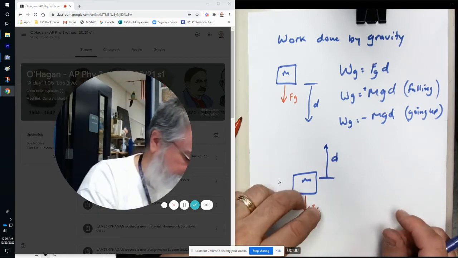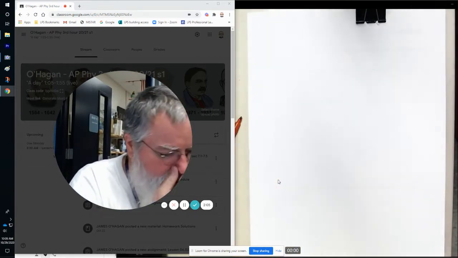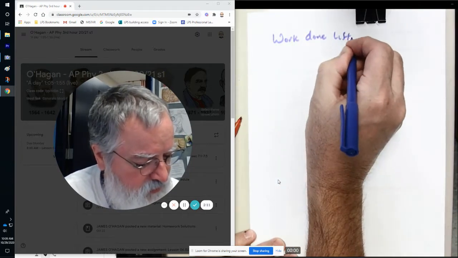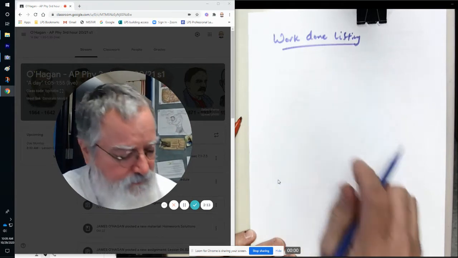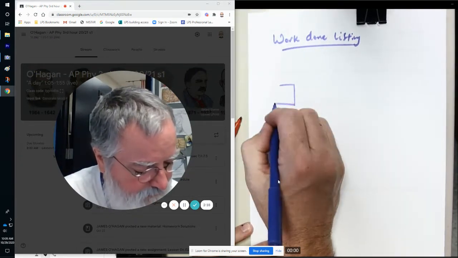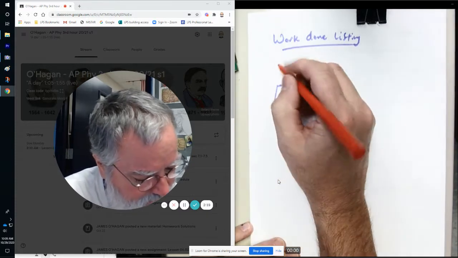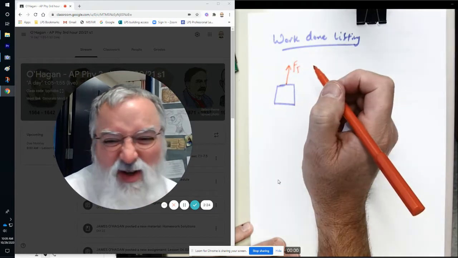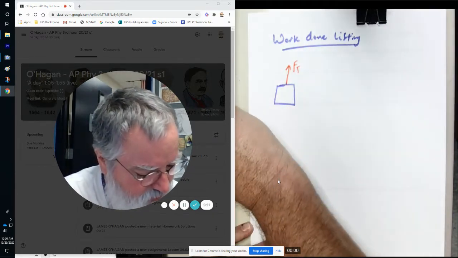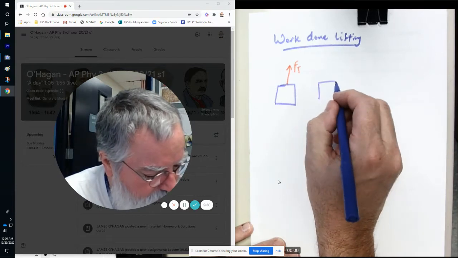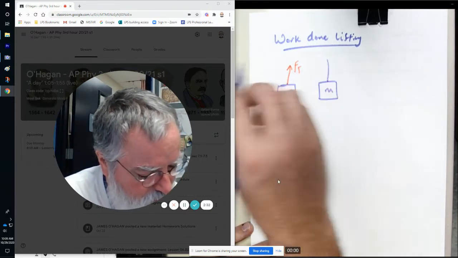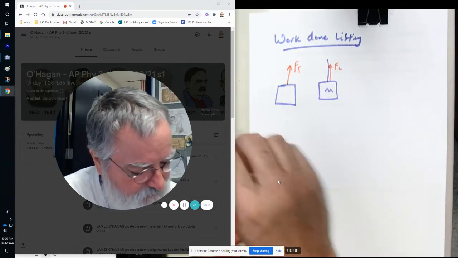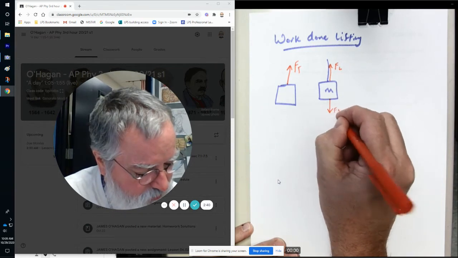That's pretty easy. Now, let's talk about the work done lifting. If I've got an object with a rope on it, which is causing a tension force, maybe I should call it a lift force. So let's start again. Here's my object. It's got a mass. There's a rope, so we've got a force lift. What's the other force? The force gravity.